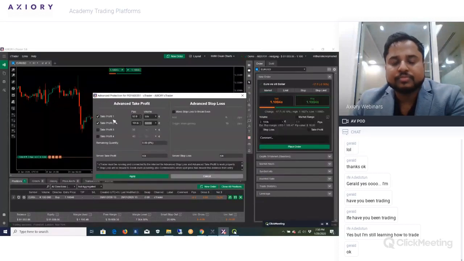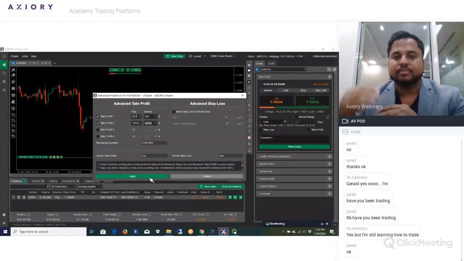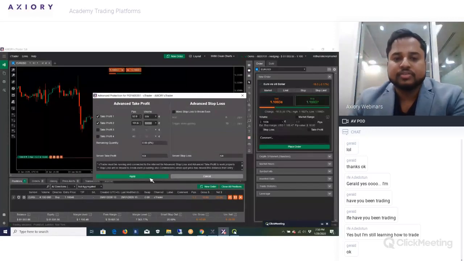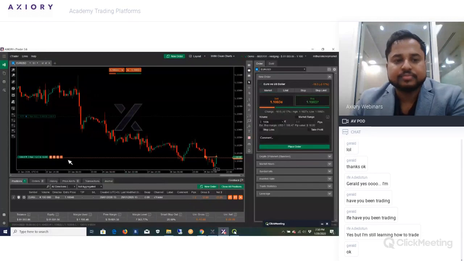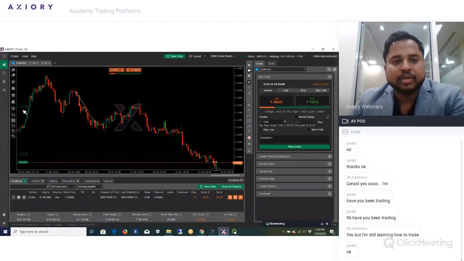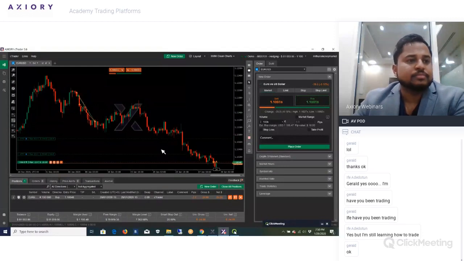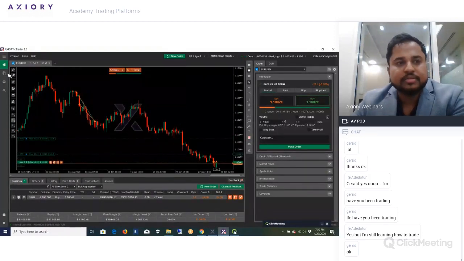Now I'm trying to put two take profits for the same order. So in MT4 we have only one take profit, but in cTrader we can put two take profits, one level and second level. So if you just apply that one, you can see here, you have two take profits. Are you understanding the concept?